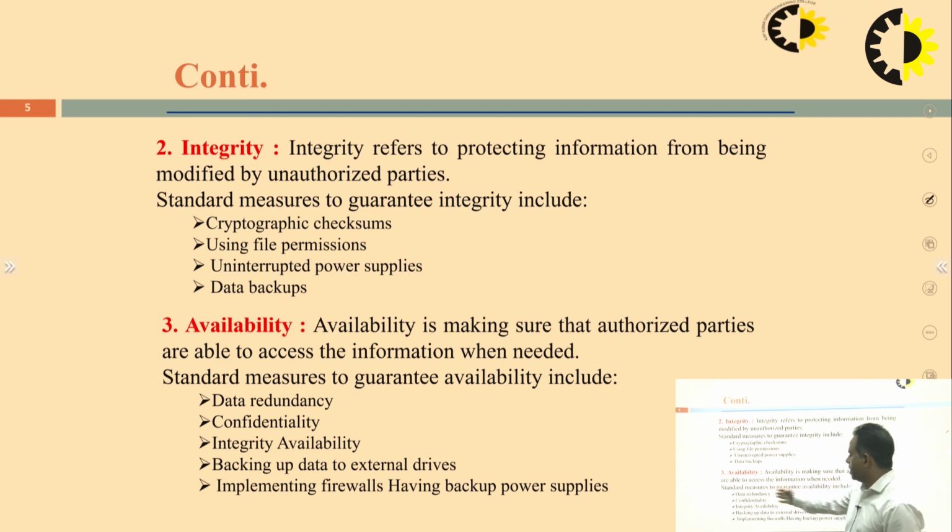And here the standard measures to guarantee availability include: first, data redundancy; second, confidentiality; third, integrity; fourth, backing up data to an external drive; and lastly, implementing firewalls and having a backup power supply. So these are the points used to guarantee availability.